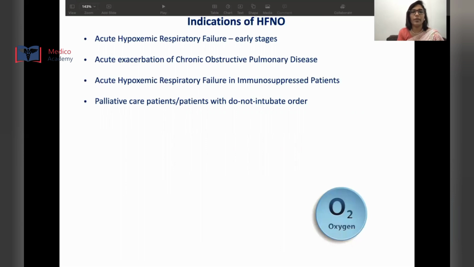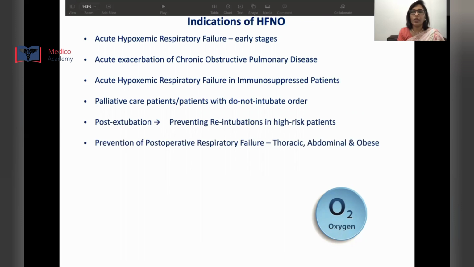You can use it in patients with respiratory failure who are for palliative care and who have a do not intubate order. It can also be used in patients post-surgery, post-extubation. So in these patients, you can prevent re-intubations, especially in high-risk patients who have a higher chance of getting re-intubated. And also it can be used for the prevention of post-operative respiratory failure, especially in cases of thoracic and abdominal surgeries and also in obese patients.